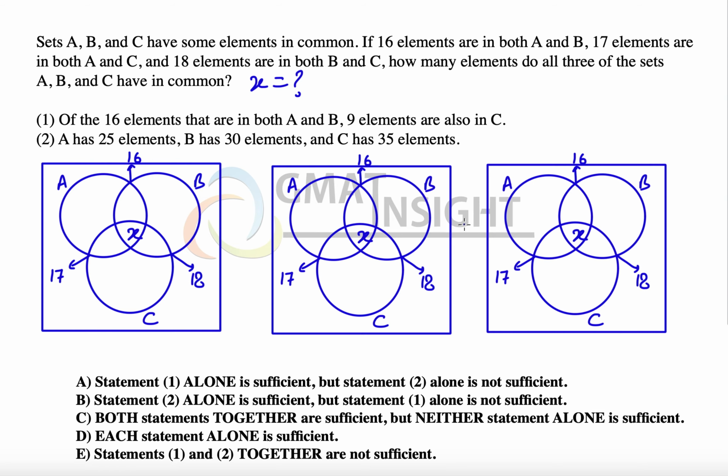Now let's look at the first statement. The first statement says that of the 16 elements that are both in A and B, 9 elements are also in C. That means out of A and B, the elements that are common to C is this part, which means clearly this statement says that X is equal to 9, because these are common to all. So this statement alone is sufficient to answer the question, which means we are left with only two options, option A and option D.